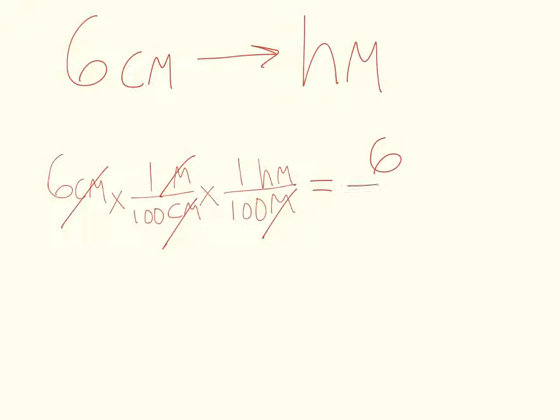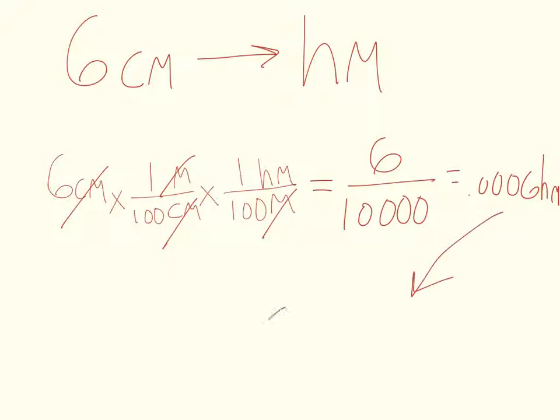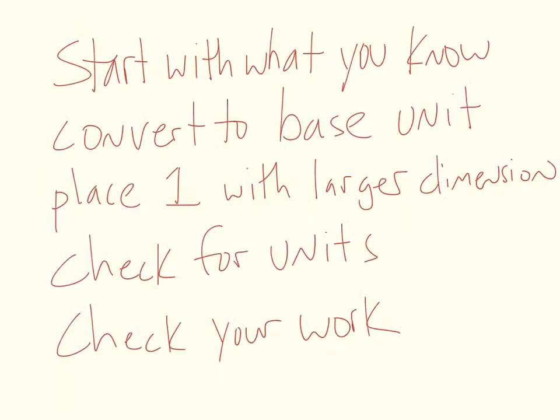I'd get 6 in the numerator, and I would get 10,000 in the denominator. Making that in a decimal format, it'd be 0.0006 hectometers. Sorry, I ran off there a little bit. Writing that in scientific notation, it would be 6 times 10 to the negative 4th hectometers. And finally, just to review, a couple suggestions to the method I just showed you.